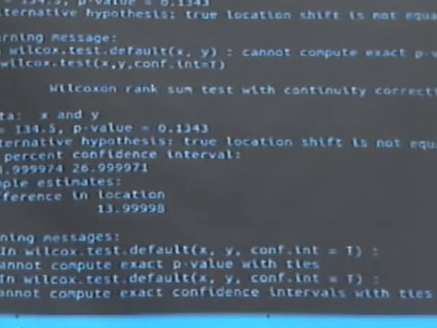Any other questions on it? So that's an example of a completely randomized design and its analysis.